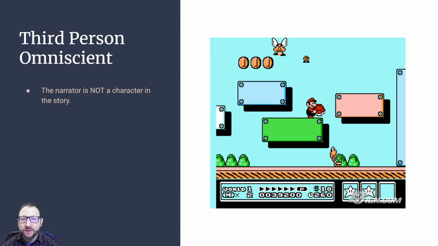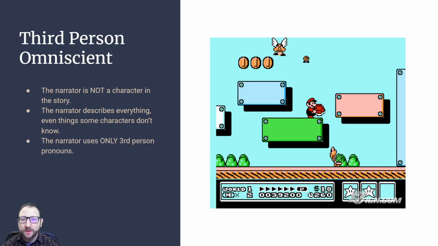Just like third person limited, the third-person omniscient narrator is not a character in the story. They are an observer. This time, they can see and describe anything in the video game example. The narrator describes the enemies, the coins, and even the status bar showing information about the game as a whole, even though Mario can't see them and might not know about them. Because this is a type of third-person point of view, the narrator can only use third-person pronouns outside of quotations, just like in third-person limited.